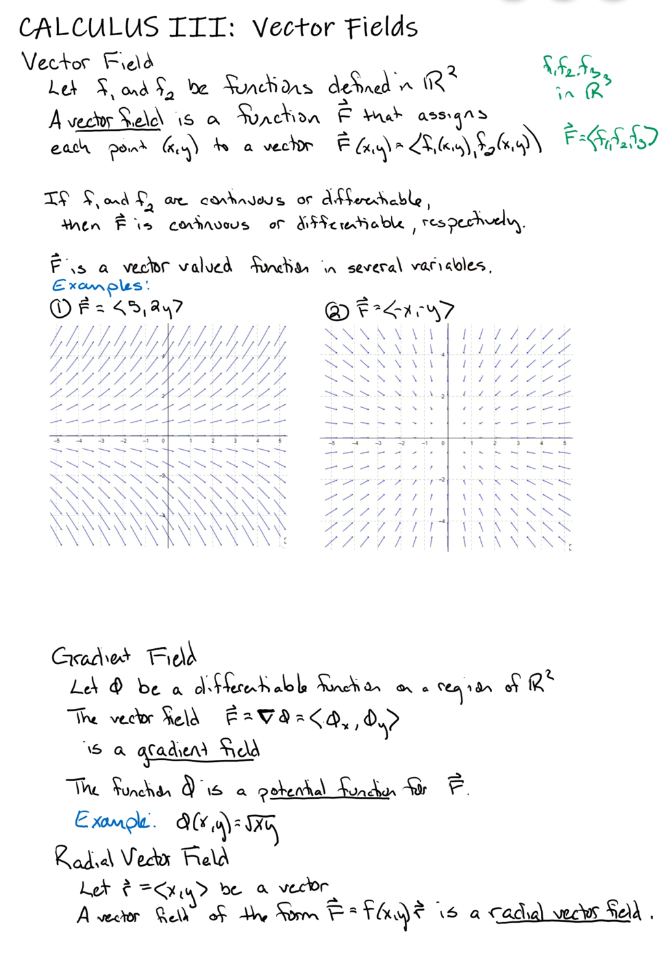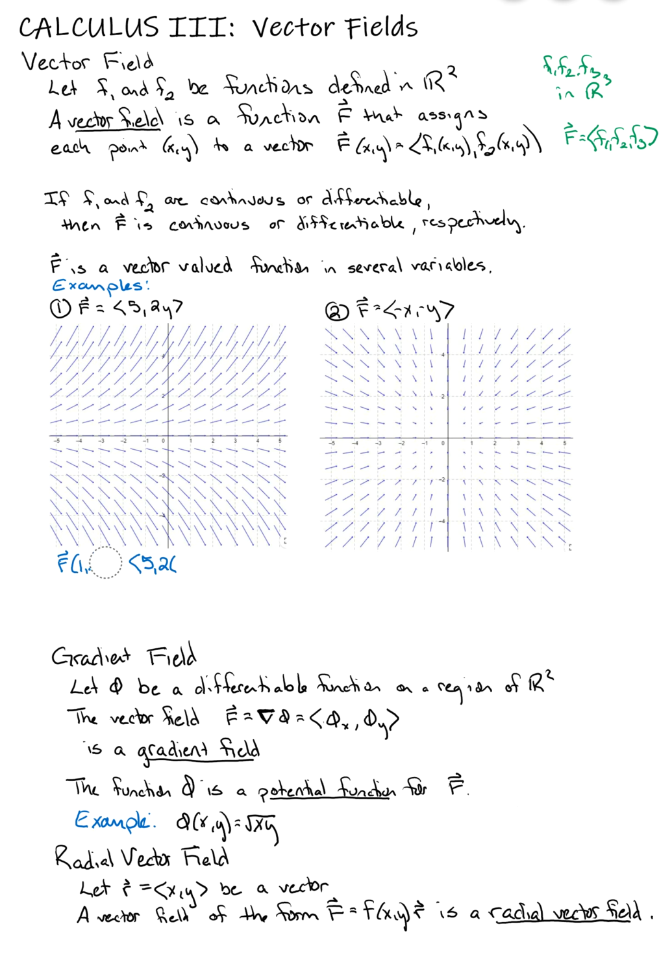Let's take a look at an example. I'll first look at the example where our vector field is defined by (5, 2y). I've already graphed it because these can be very time consuming to graph. But the idea is that we're going to take a point. Let's say the point (1, 2). According to our function, the first component is 5 and the second component is 2 times y.